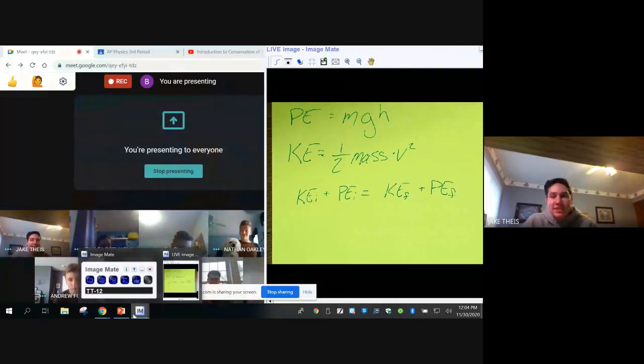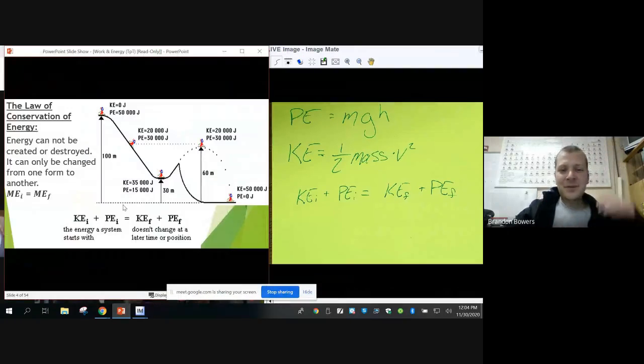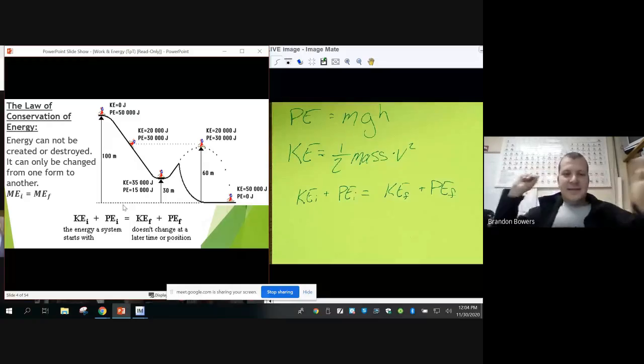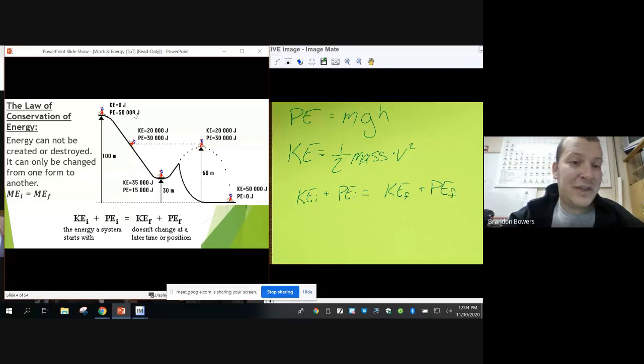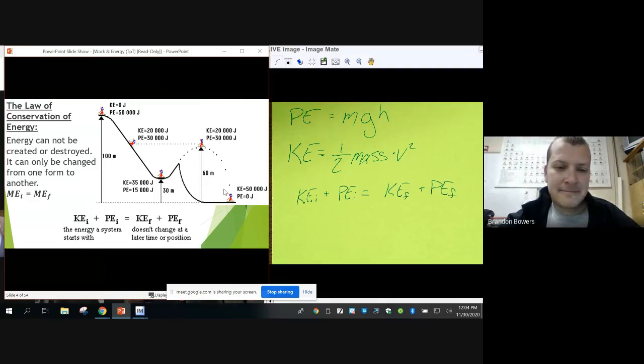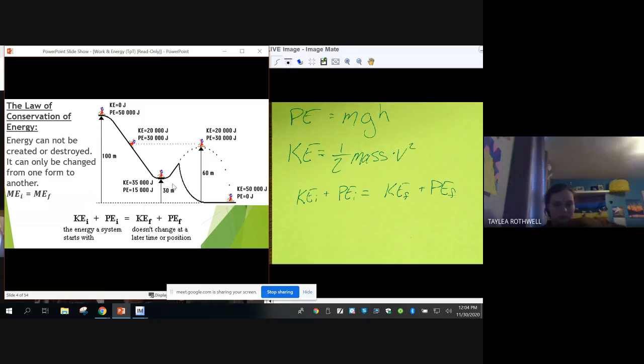Nice. All right. So if you guys see all the kinetic energy and potential energy, if you add those two up on the top here, that equals 50,000, right? That's pretty easy. But what if you add these two values right here? Once again, 50,000, 50,000, 50,000. So all of them are going to equal 50,000. Does that part make sense? Yeah. Okay.